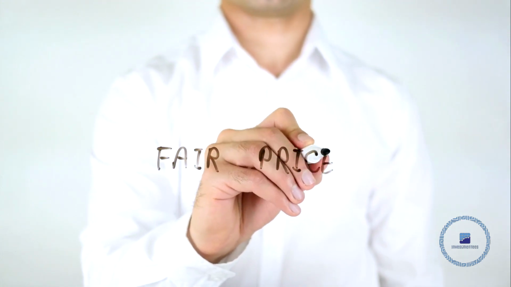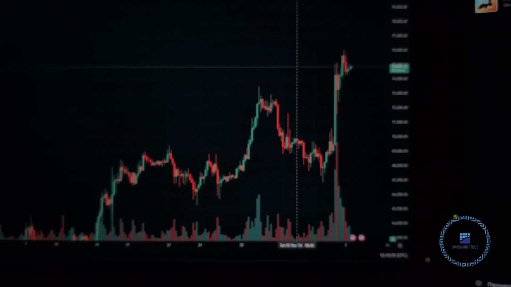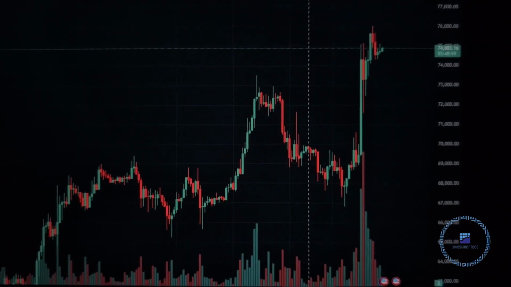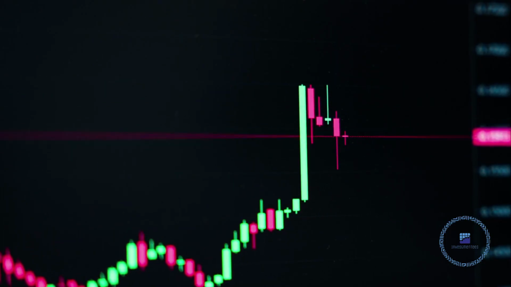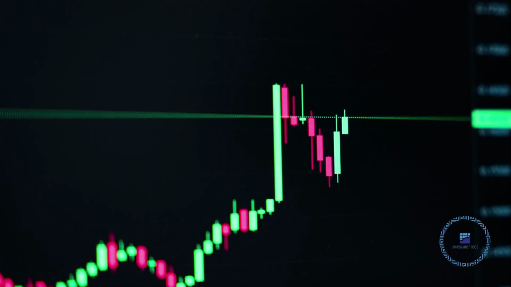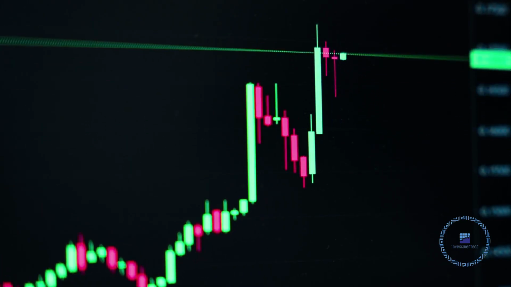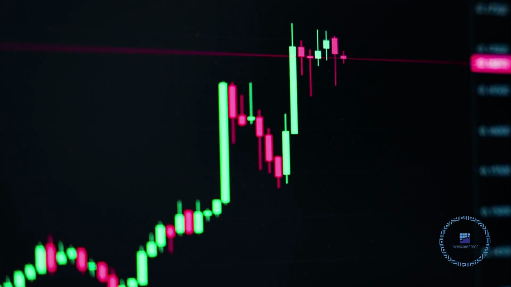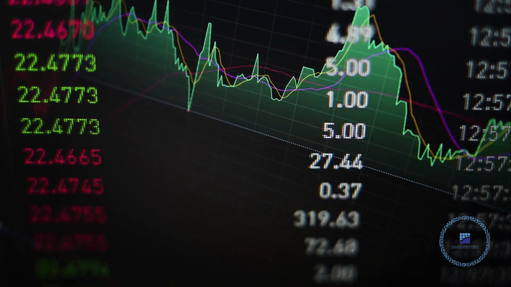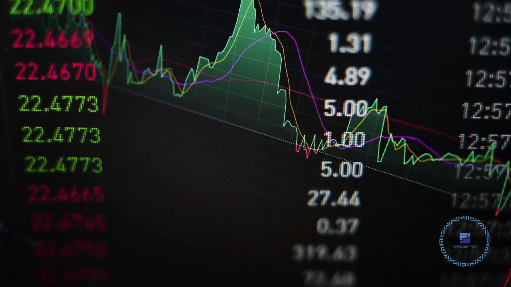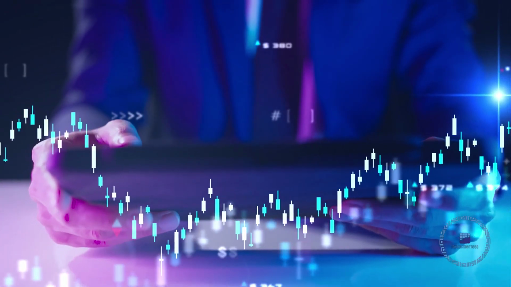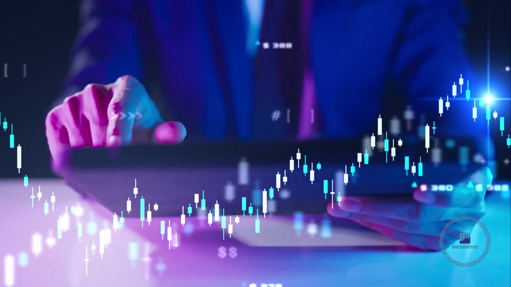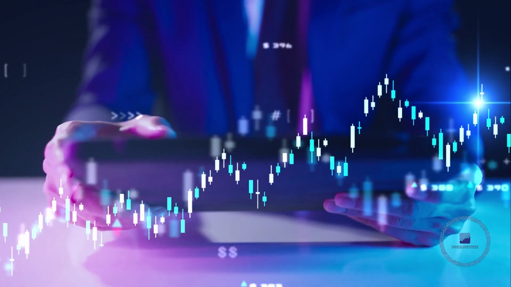A fair value gap is a price area where the market moved aggressively in one direction, creating a gap between buyers and sellers. It typically appears as a three-candle pattern on a chart. When the middle candle shows a strong move, and the wicks of the candles on either side do not overlap, a gap forms. This gap represents an area where the market did not trade efficiently. Many traders believe that institutions often return to these levels to complete unfinished orders, making the gap a high-probability trading zone.